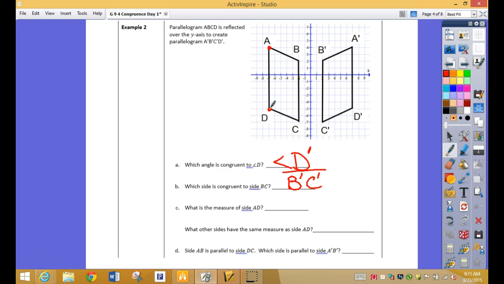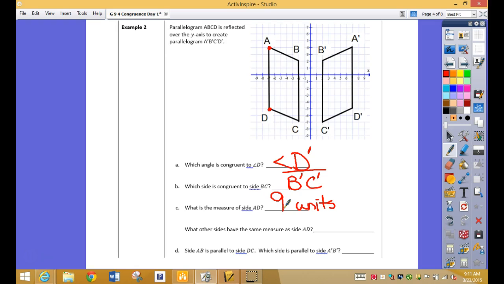Units. Okay, how many units long is side A to D? What do you get when you count them up? 10? 9? I get 9. 9 units.